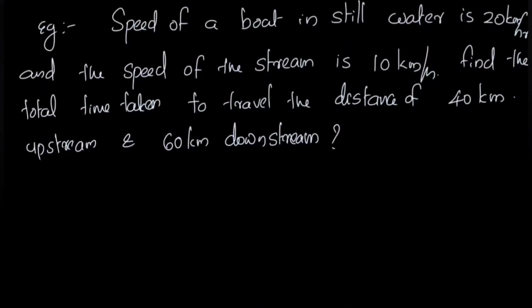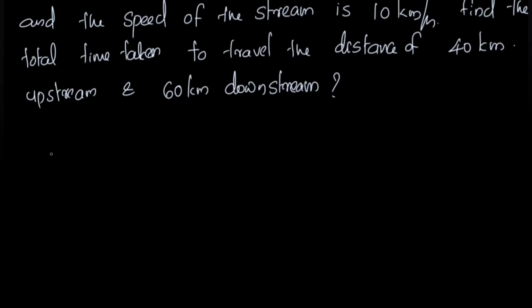Our question is: the speed of the boat in still water is equal to 20 km per hour and the speed of the stream is 10 km per hour. Find the total time taken to travel the distance 40 km upstream. Upstream means the speed of the boat is subtracted, opposed by the stream speed. Then 60 km downstream. These are the two questions. So let's start solving.